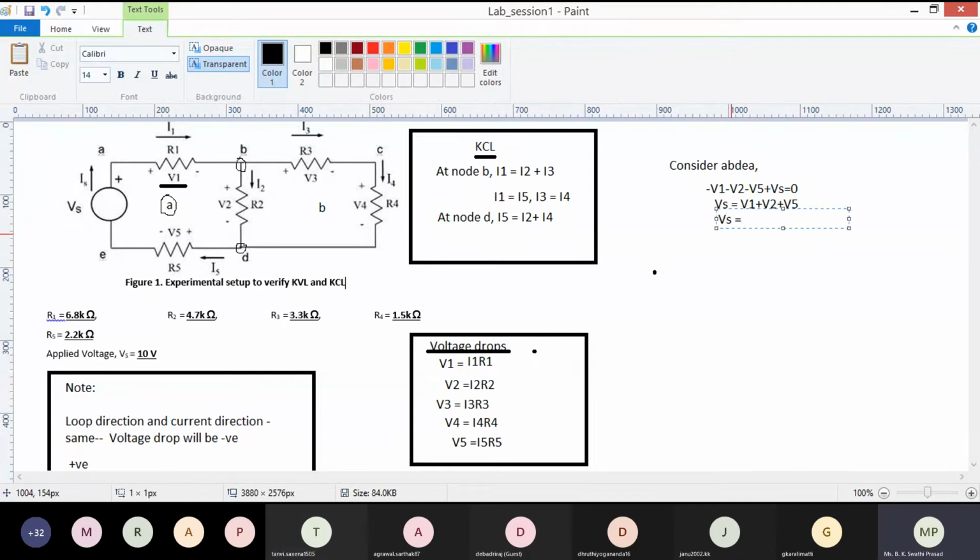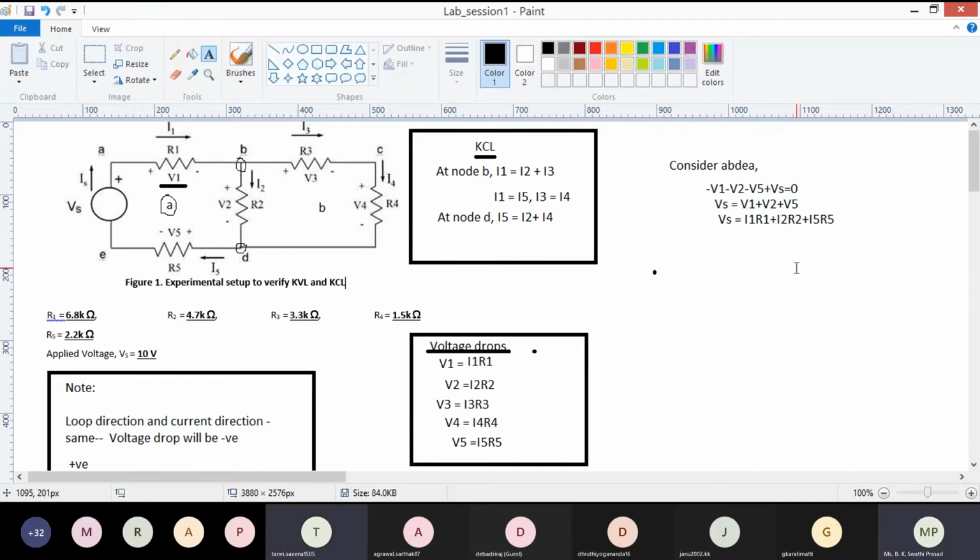Now, can I substitute V1 as I1 R1? Can I substitute? Yes, ma'am. V2 as I2 R2, V5 as I5 R5. Any doubts here? No, ma'am.